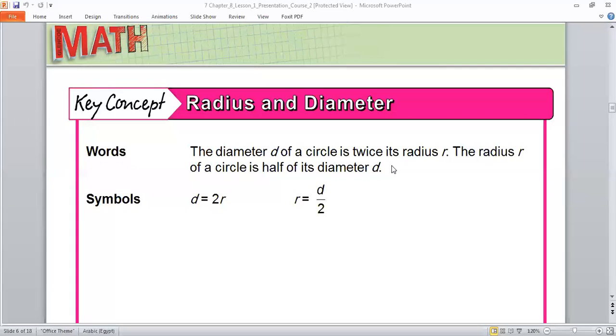If I have the radius, I will multiply by 2. If I have the diameter, I will divide it by 2.